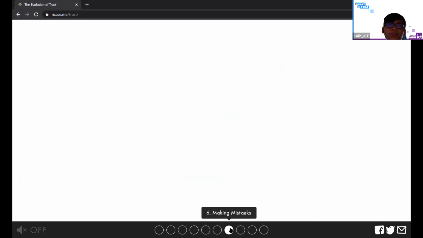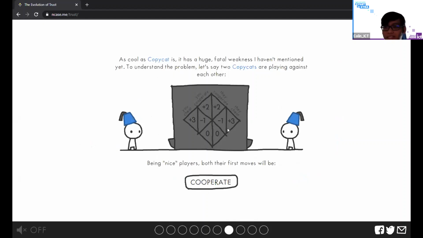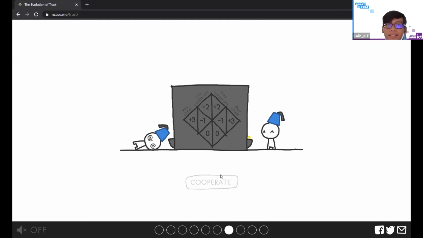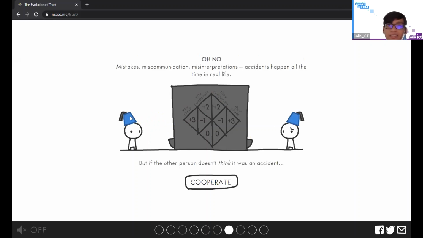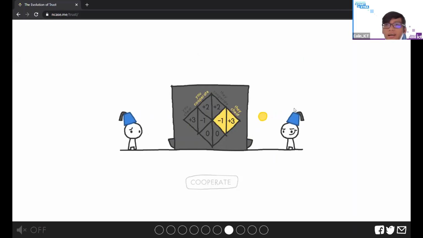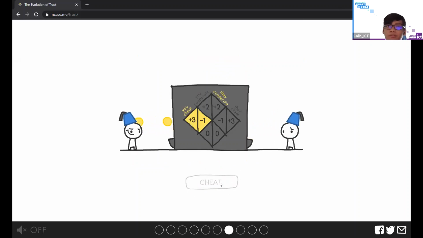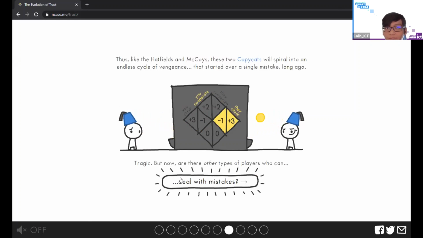Okay, so now we'll move on to the last part towards the end of this evolution of trust. What we're going to do now is about making mistakes. This is another factor we will consider in our model. As you can see, he fell and unintentionally cheats. Because of that, the opponent, even though they have the same play style, will have this cycle of revenge because player A makes a mistake.